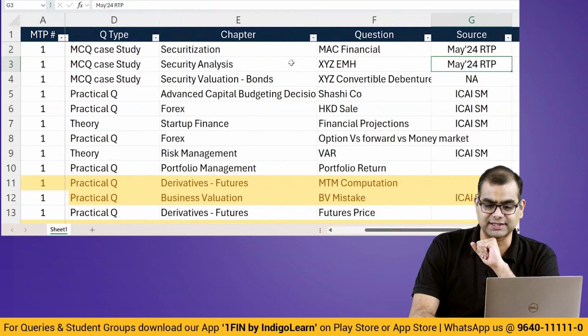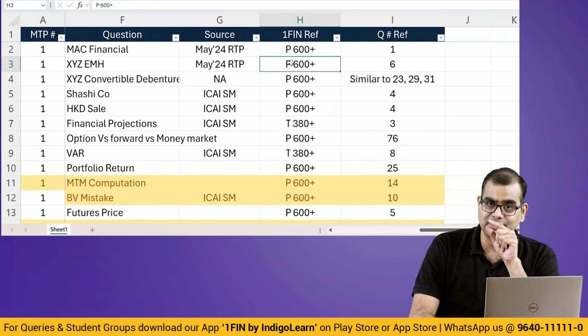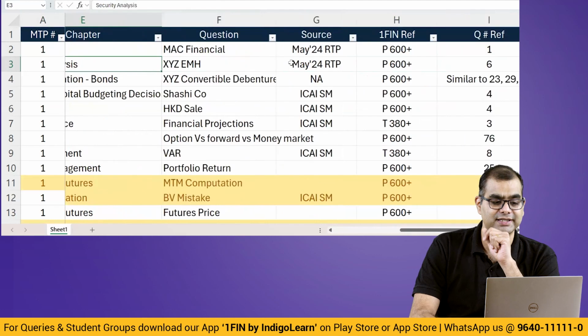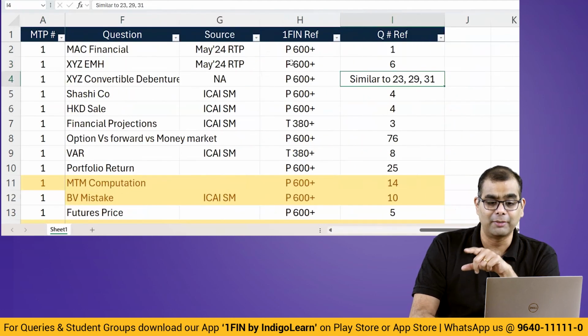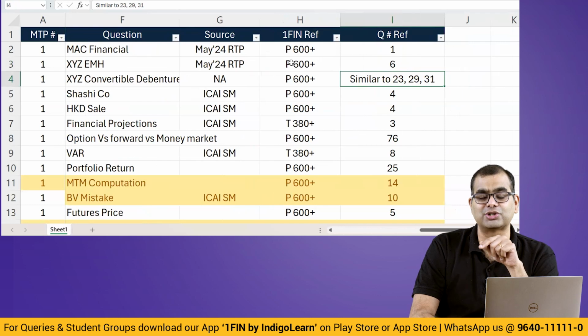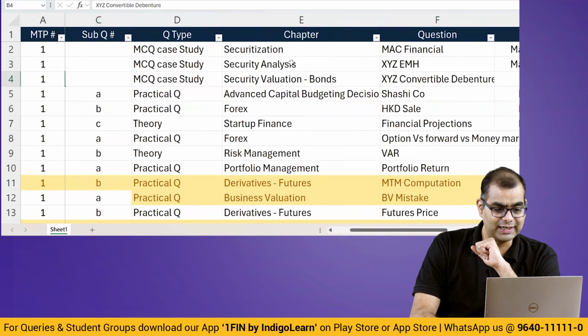Same way security analysis. Have we covered this? Yes, this is question number 6 in our P600 plus book, where this particular case study has been covered. Then security evaluation bonds: it is not an exact question, but we have solved similar questions in question numbers 23, 29, 31 in P600 plus. Like that I have done for MCQs.